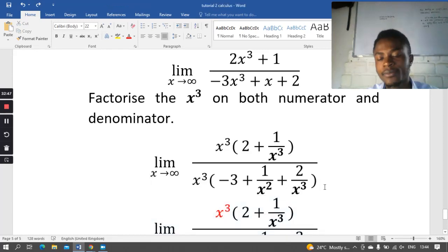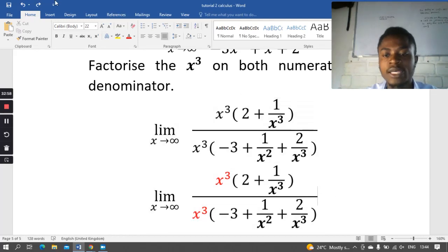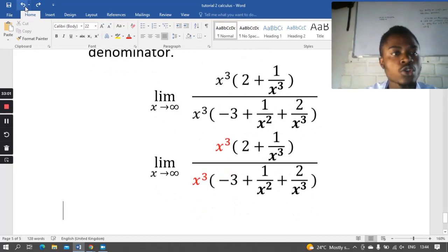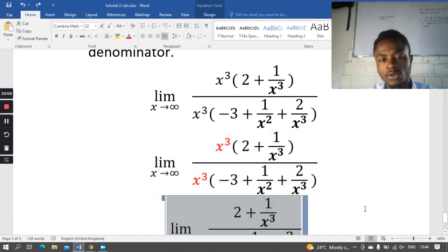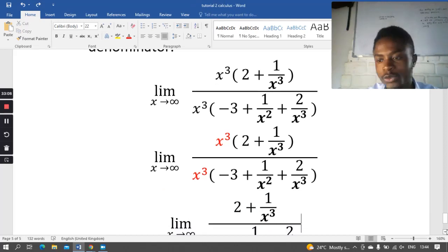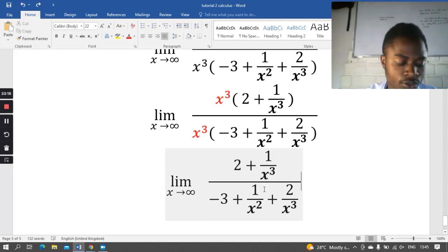So for my next step, you find that x cubed and x cubed are common, so x cubed and x cubed can cancel. When x cubed and x cubed cancel, this is what we are going to have. So we are going to have this expression, which is just the simplified version of the first expression.